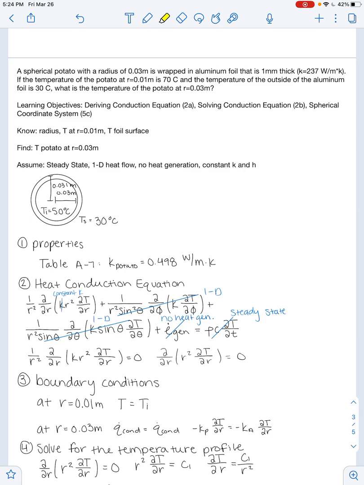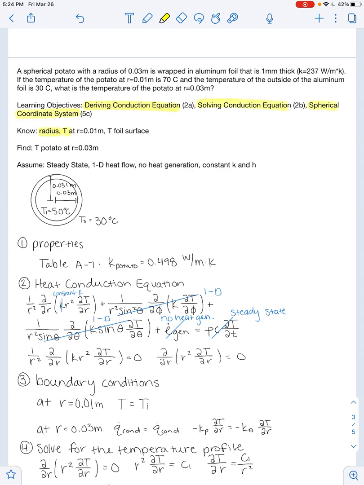In the next problem, we have a potato that is covered in foil, and we are asked to find the temperature at the interface between the potato and the foil. And the learning objectives are deriving the conduction equation, solving the conduction equation, and then spherical coordinate systems.